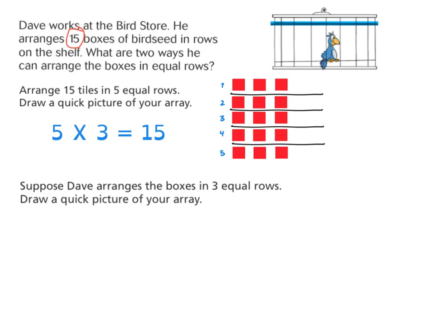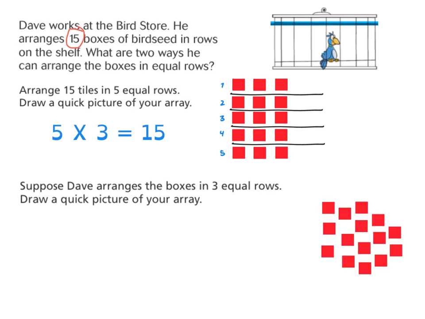Now let's suppose Dave arranges the boxes in 3 equal rows instead of 5. Let's begin with these 15 tiles. So I begin by pulling over the first 3 tiles to make rows 1, 2, and 3. I will add in the lines again to help you visualize the rows. Now we will begin to pull over an equal amount of tiles into each row until there are no tiles left.